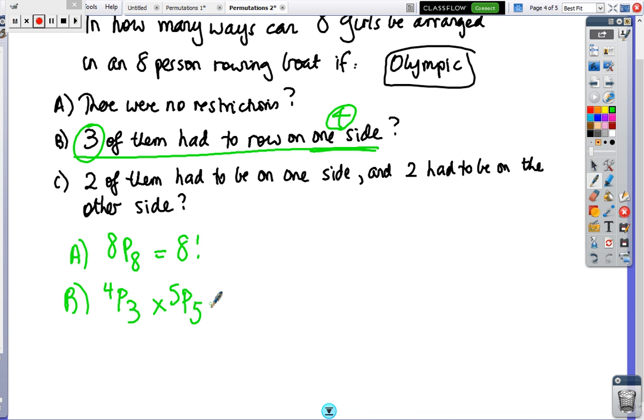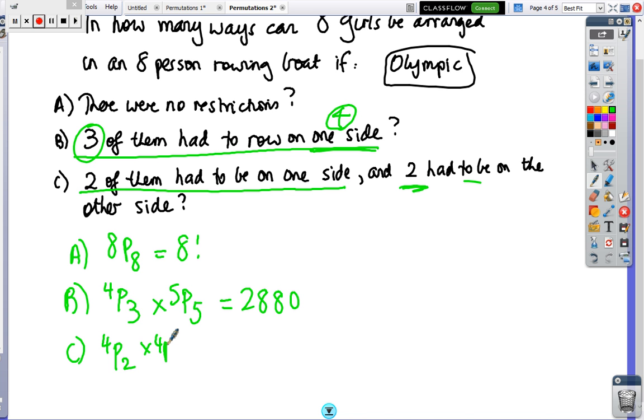Okay, so on your calculator, 4P3 times 5P5. So that equals 2,880. And the last one, 2 of them have to be on one side and 2 have to be on the other side. So we've got 4P2, which puts 2 of them on one side. And then these 2 people on the other side is another 4P2.